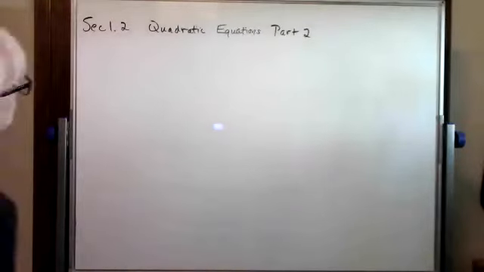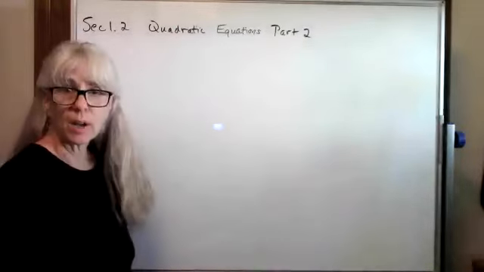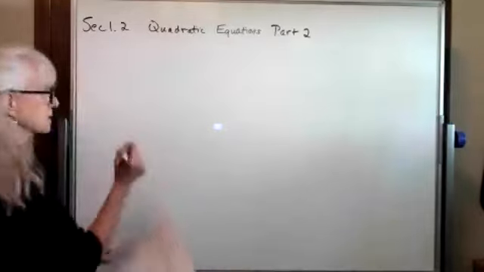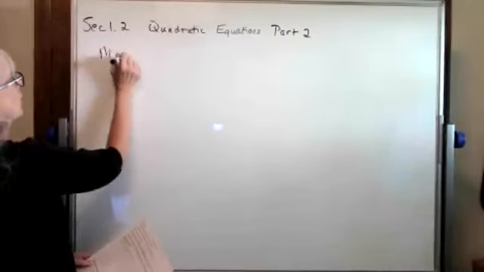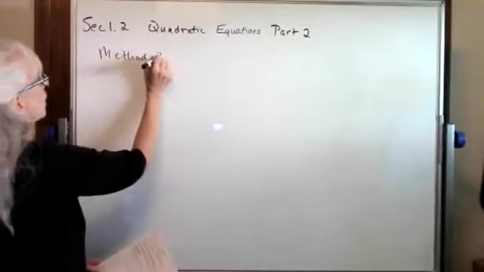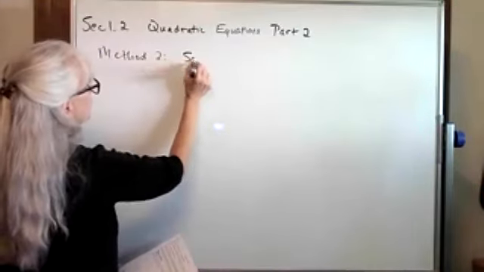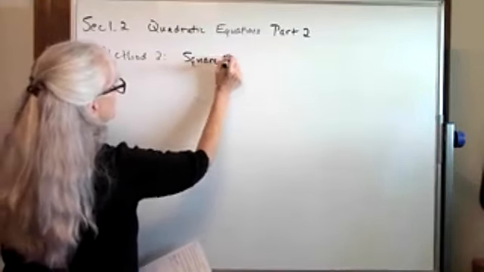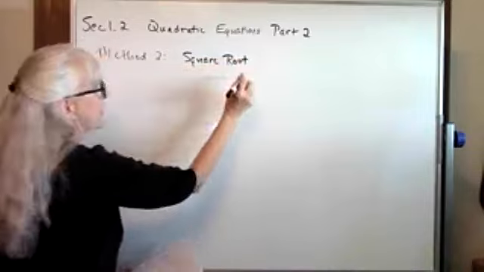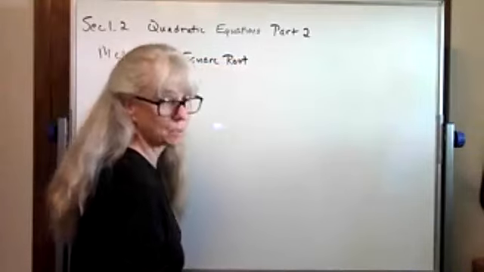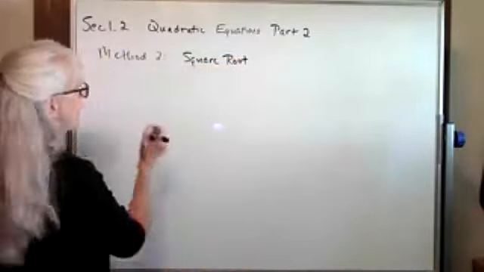Okay, so in part 2 of section 1.2, let's explore another couple of methods. The second method, method 2 on the handout, is the square root method. You're going to like this method because it is really fast. It is very limited, though, is its problem. You can only use it when you have a template.